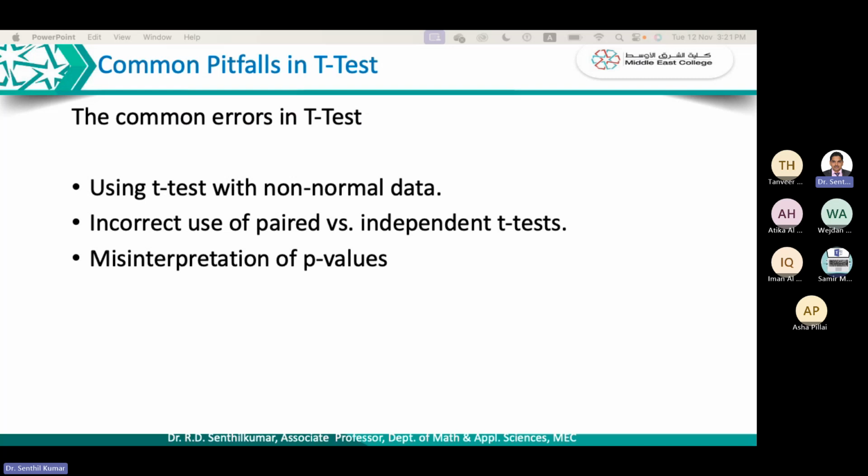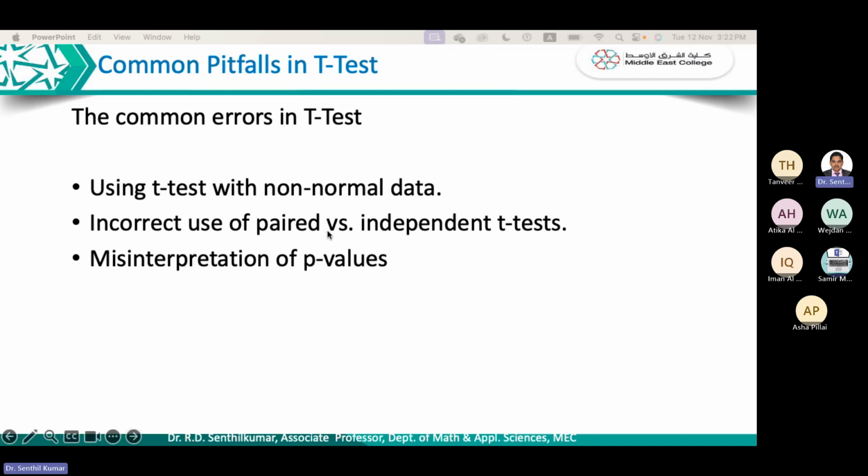So what are the common pitfalls here? I mean, there might be some errors in the t-test. Using the t-test with non-normal data, that's one. You may assume it's normal data, but actually it is not normally distributed. So you have to choose the appropriate test. If it is not normally distributed, we cannot choose a Student test. We need to go for Mann-Whitney for independent, otherwise Wilcoxon for dependent and one sample test.